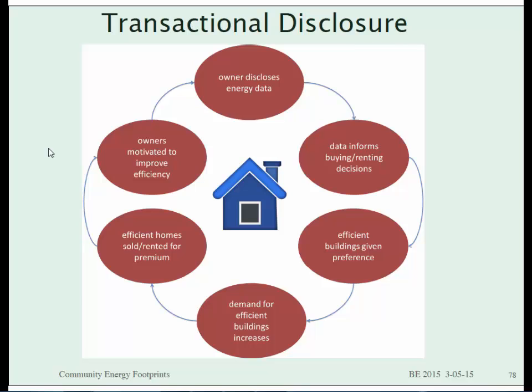So we could use an operational rating. We could disclose that information at the time of a real estate transaction. This could also be done with a HERS rating. I know there's some talk about this, and I think that makes a lot of sense. Someone who's looking to buy or rent a home would receive this information prior to making that decision. It would inform their decision. Efficient homes would be given a premium, and then landlords and homeowners would be motivated to make their homes as efficient as possible.